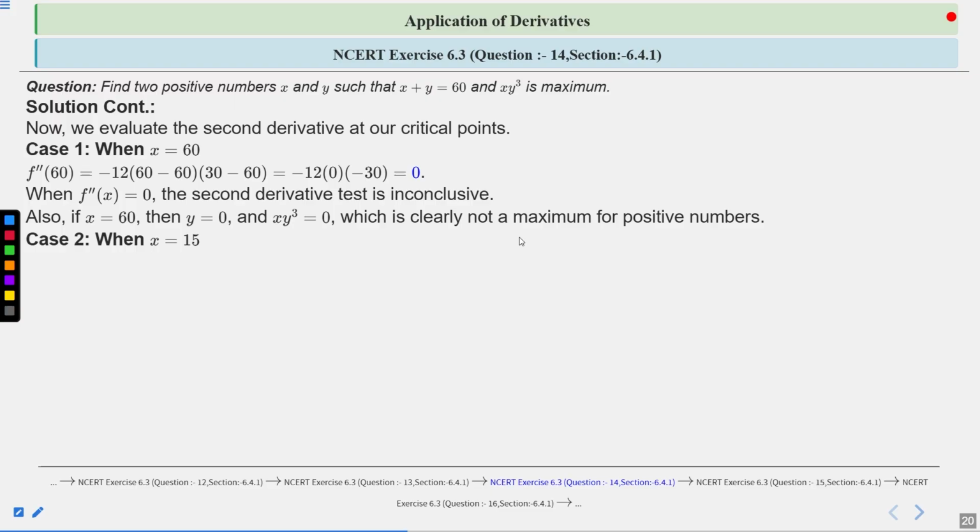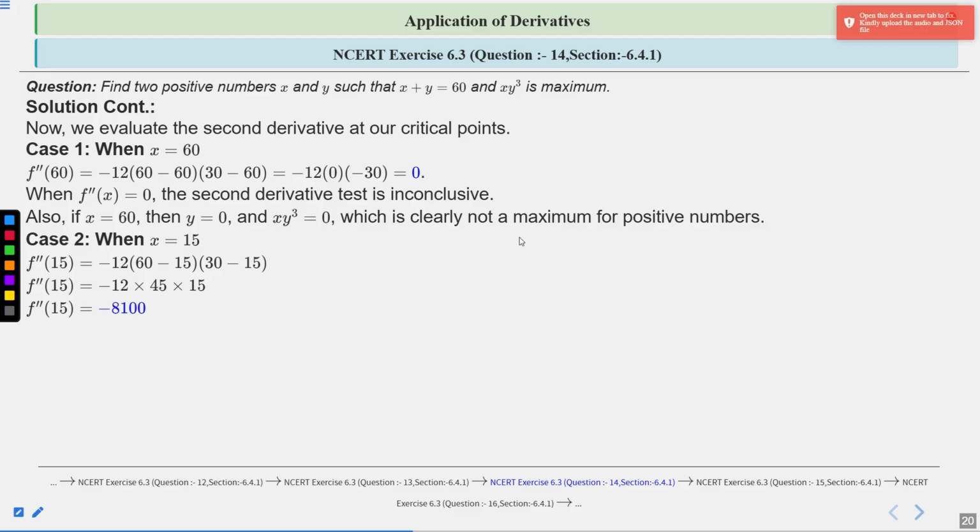Case 2 is when x is equal to 15, right? So f double dash 15 will be equal to minus 12 into (60 minus 15) into (30 minus 15), okay? So f double dash 15 will be equal to minus 12 into 45 into 15, okay? So f double dash 15 will be equal to minus 8100, right?